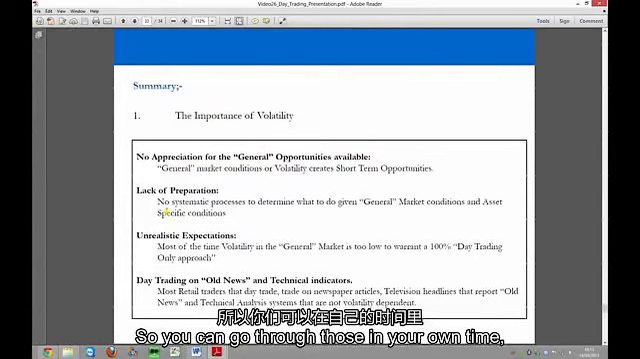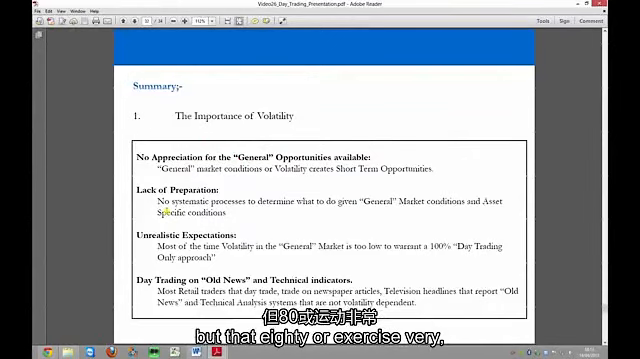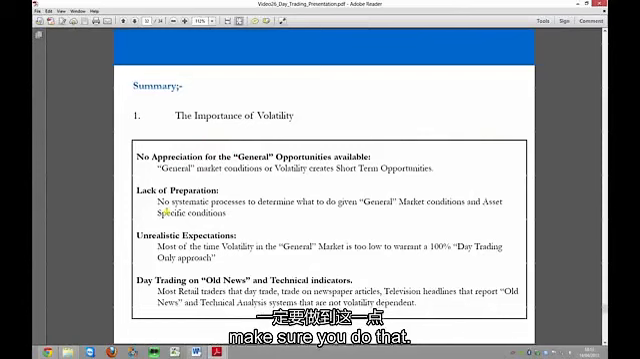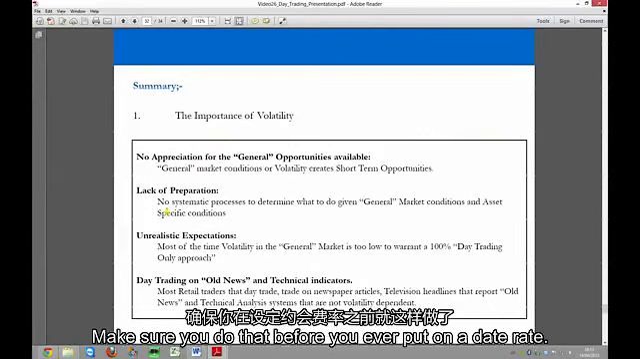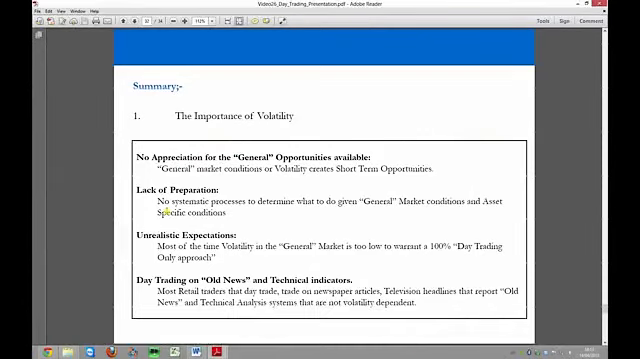So you can go through those in your own time. But that ATR exercise, very, very important. Make sure you do that. Make sure you do that before you ever put on a day trade.